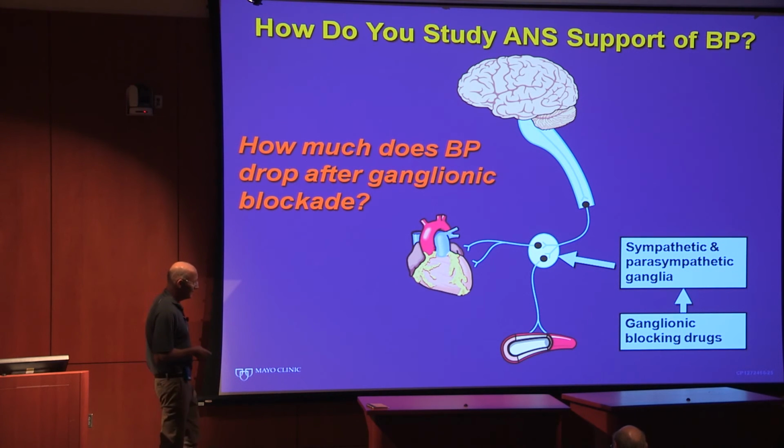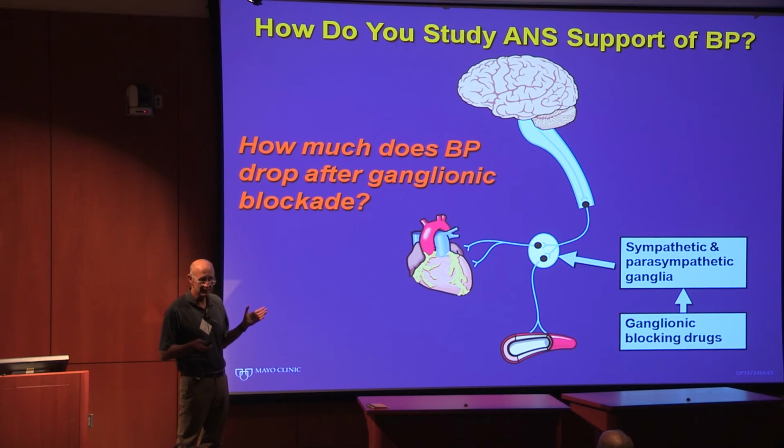So this is an even simpler version of the simple slide I showed. Basically, there are these ganglia that control sympathetic and parasympathetic outflow. There are a couple of drugs, notably trimethaphan. You give the ganglionic blocking drugs, and you just ask one simple question: how much does blood pressure fall? That's it.